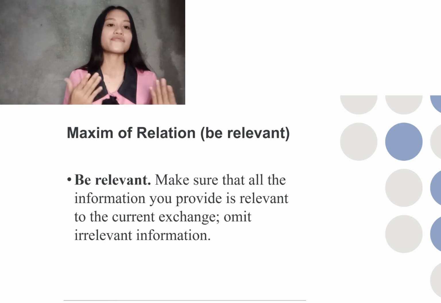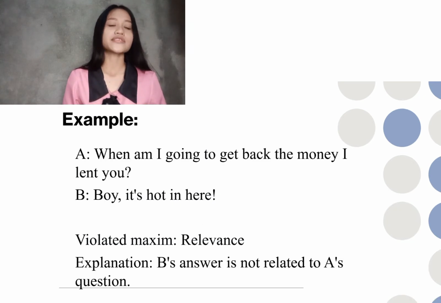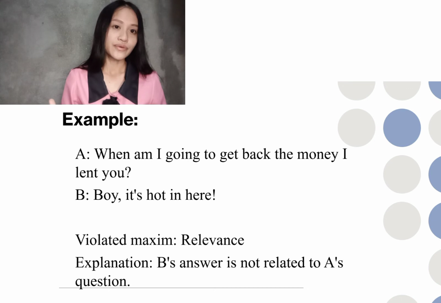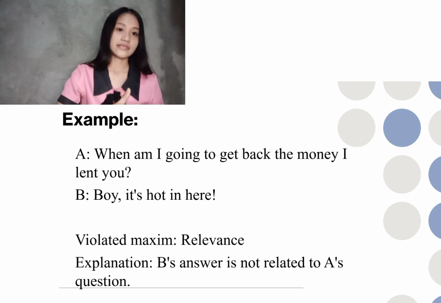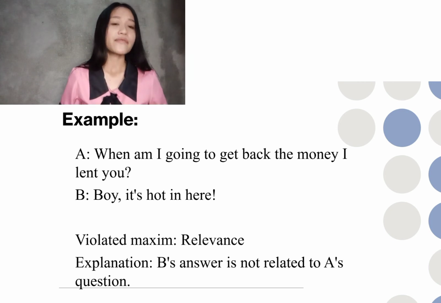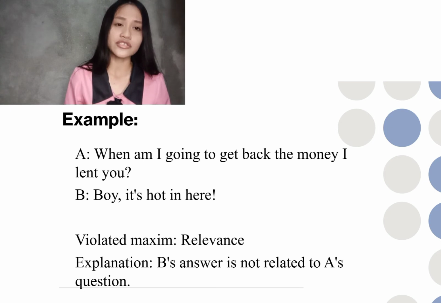Omit irrelevant information. For example, based on the maxim of relevance, we have to consider speaker A: when am I going to get back the money I lent you? Then speaker B says, boy, it's hot in here. So the violated maxim is the relevance. Why is it the relevance? Because this answer is not related to A's question.